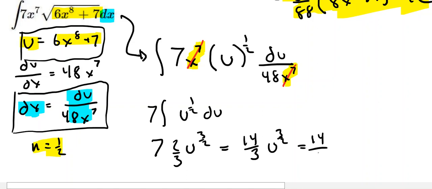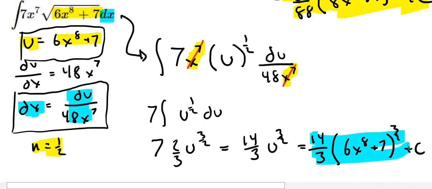What was u again? U is 6x to the 8 plus 7, raised to the 3/2 power plus c. Don't forget the plus c at the very end. And that would be your answer. Now, for either of these two problems we did, just for the fun of it, take the derivative. Find the derivative of this, and you will end up with what you started with.